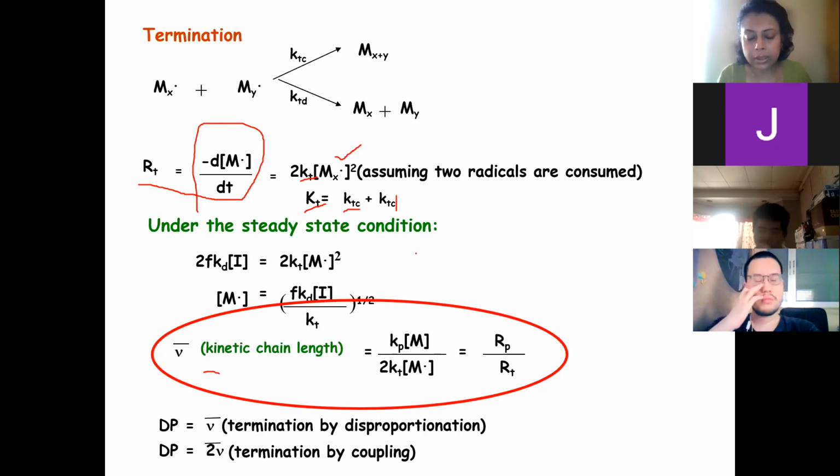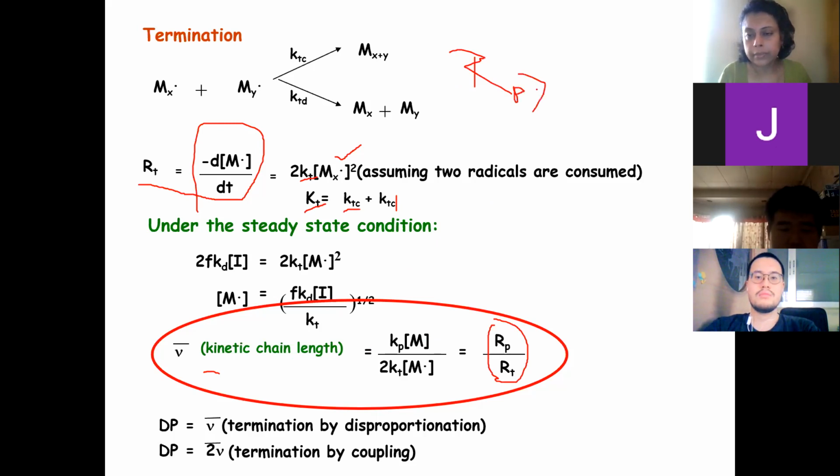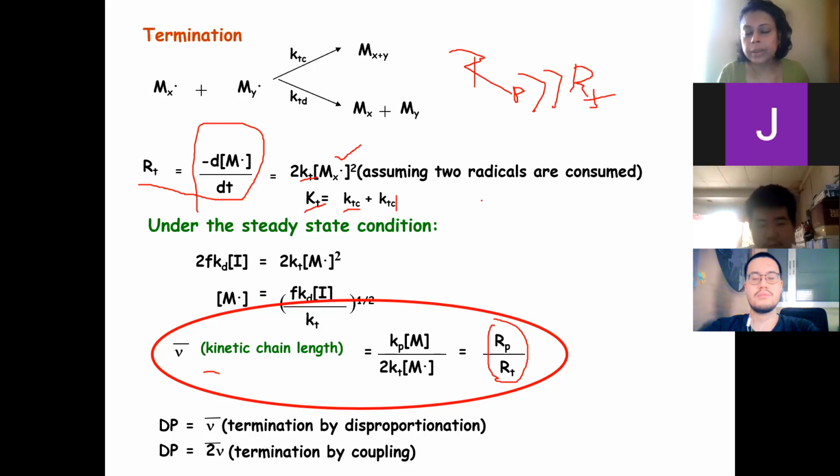Now, I am focusing on coming here. So the length of the chain is determined by Rp by Rt. How? Can you tell me, if my Rp is greater than Rt, will I get telomers or the long chain polymers? Please enter into the chat box. Yes, all of you are correct. I will end up with long chain polymers.